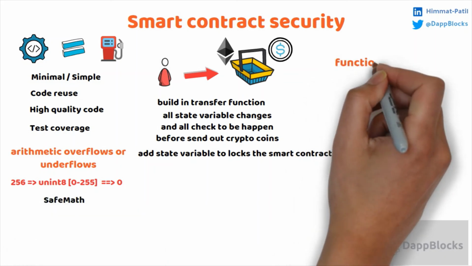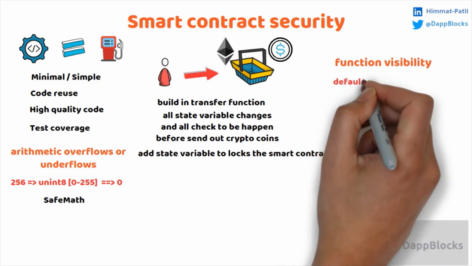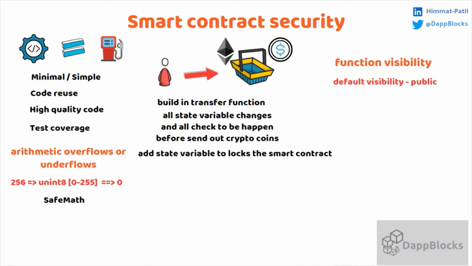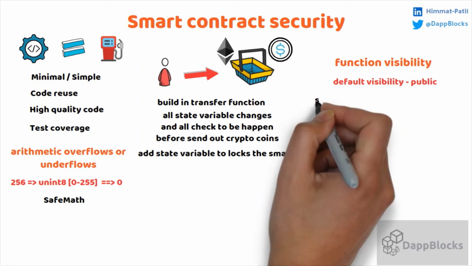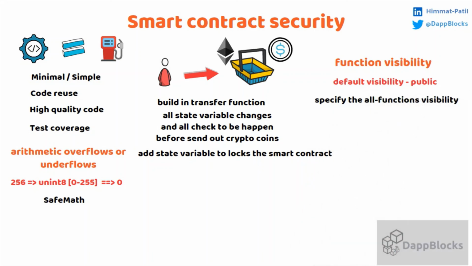Third type of risk is smart contract function visibility. The default visibility of a function is public. That means every function can be callable by an external user. So always specify the visibility of all the functions in the smart contract, even if some are public.